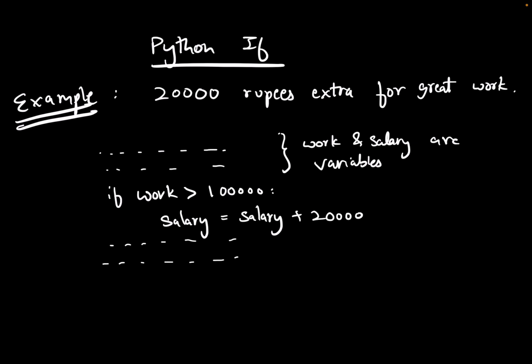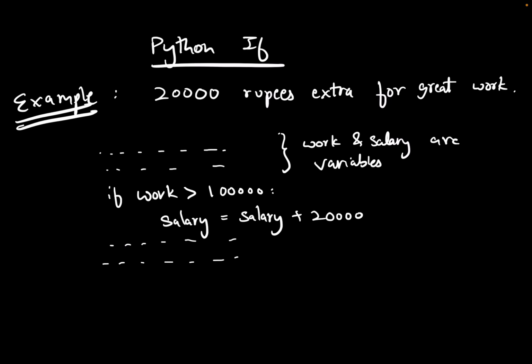So there might be some code already in your program, right? So work and salary can be assumed as some variables that are already there in your program. Okay. Now in between this program, you should write this statement that if the work, which is the work done by the employee, is greater than some specific value. Here we have just taken an arbitrary value. So if this work is greater than some specific value, then we can consider this work to be great work.